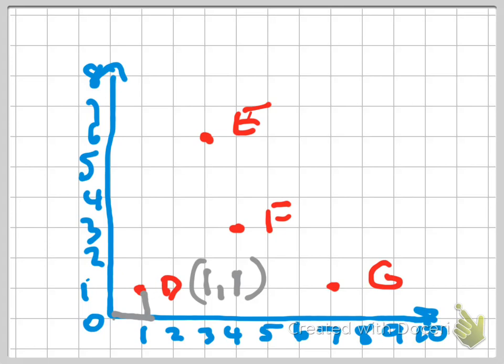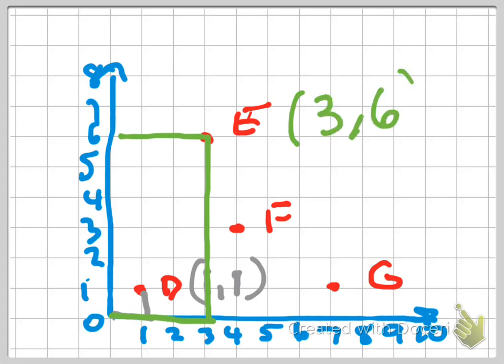Let's go to the next one. The next one we'll say is E. Again, we start at the x-axis, and we're going to go over right below where the E is to the 3, and go straight up. And we can see it goes with a 6, so this ordered pair is 3, 6. And again, the first number is always what's on the x-axis, and the second number is always on the y-axis.